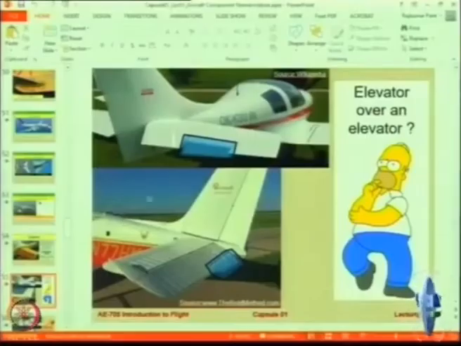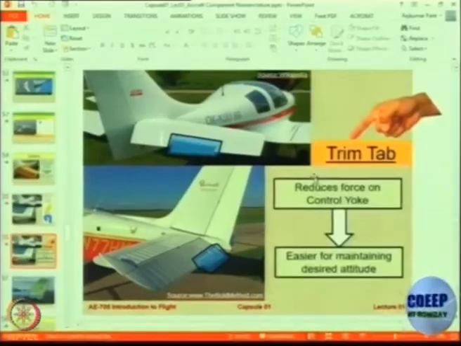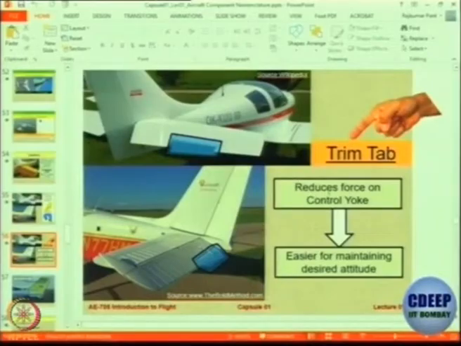It is used to reduce the hinge moment required to operate the stabilizer. We will study about this more when you do stability. Okay. So, trim tabs basically reduce the force on the control yoke or control stick, and they are meant for trimming the aircraft.